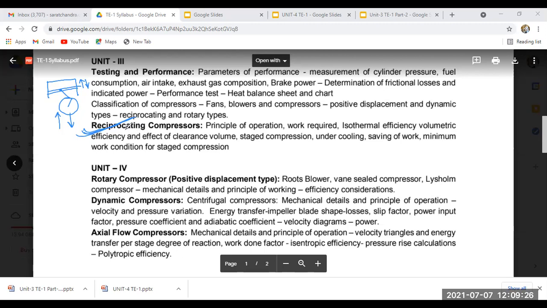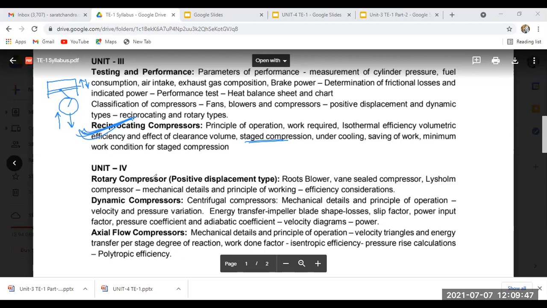Whatever problems we have done, in case of a single cylinder, single stage, we have taken 1 cylinder. In case of 2 stage, we have taken 2 cylinders. And in case of 3 stage compression, we have taken 3 cylinders. So that's why it is a reciprocating air compressor. We have completed this part.